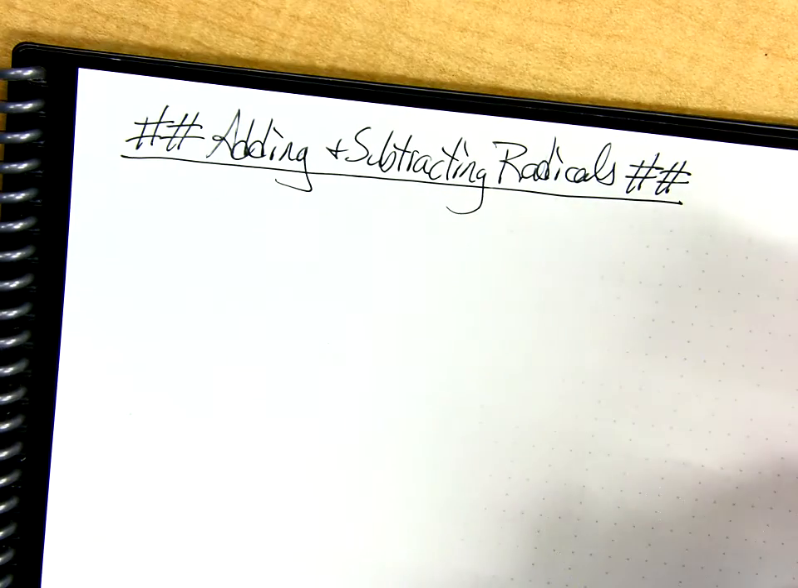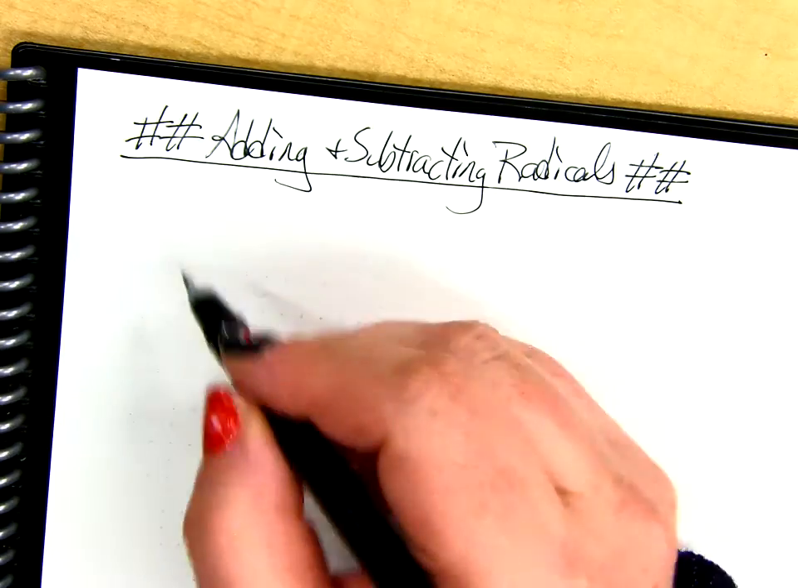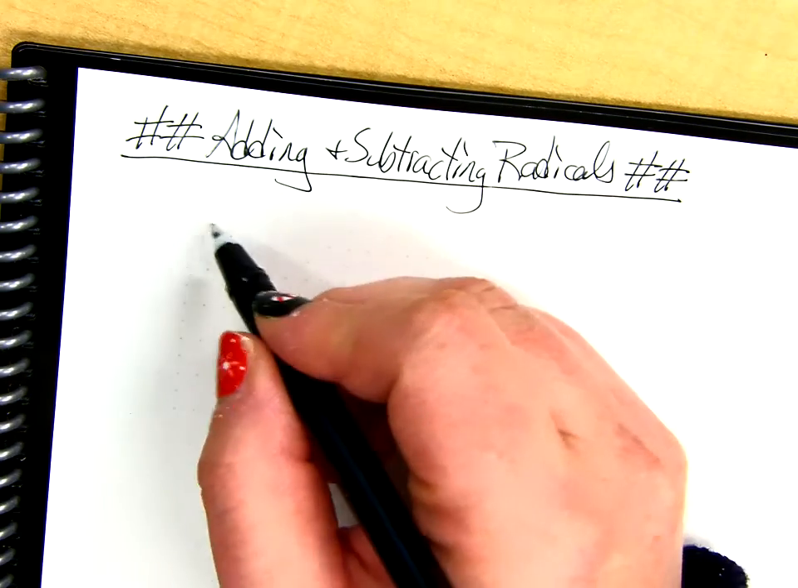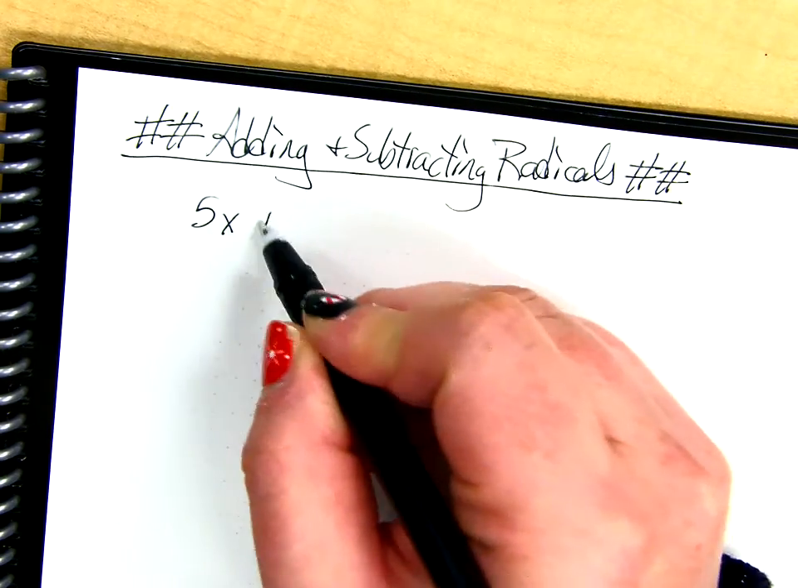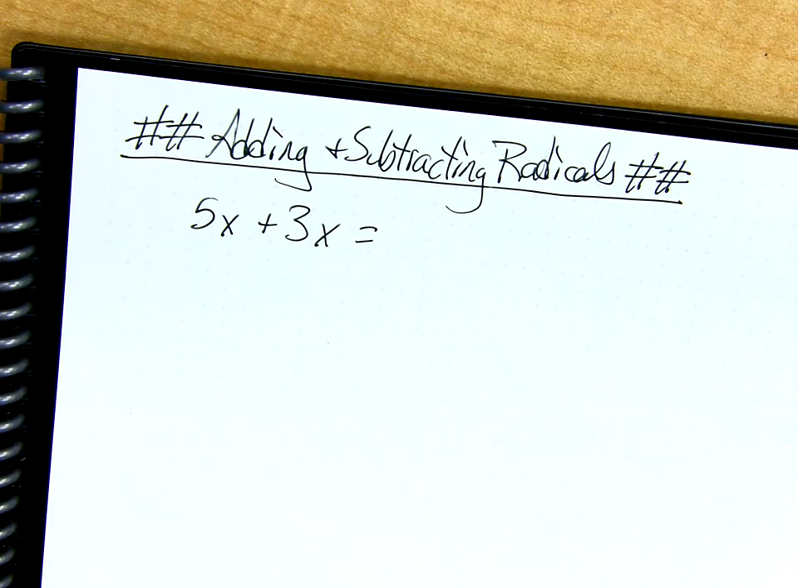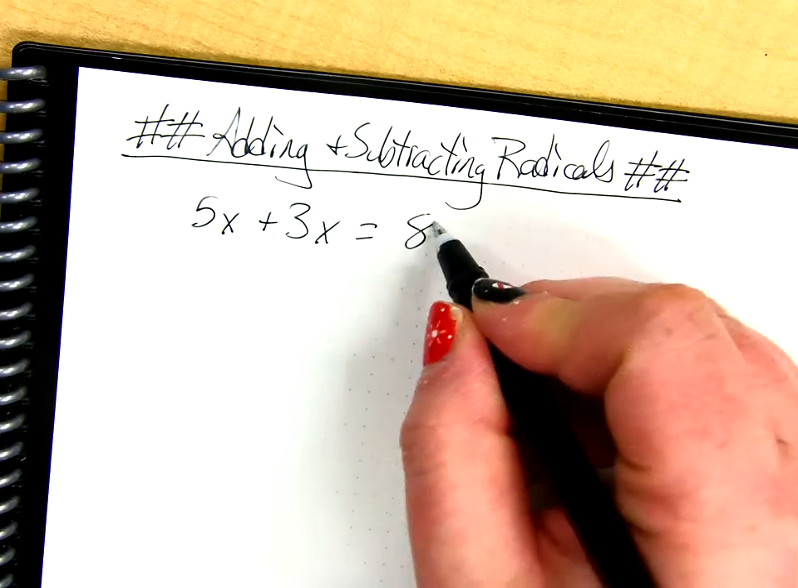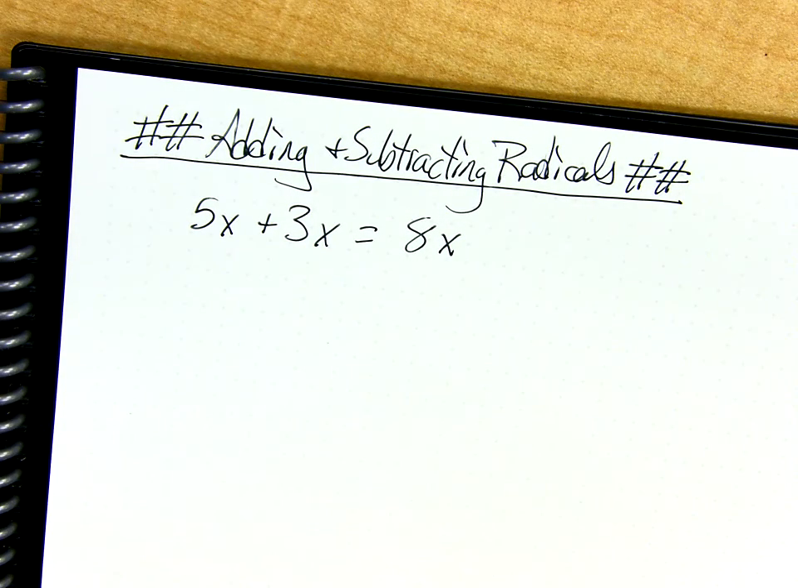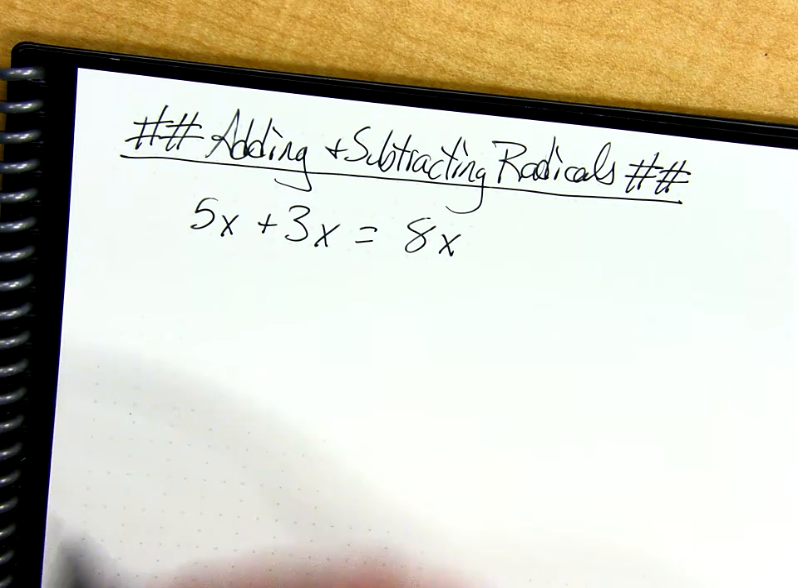So let me ask you this question before we get into this. What is, oh, I don't know, 5x plus 3x? 8x, right? You just add the coefficients together. As long as my variables are the same and they're both raised to the same power, I just do the operation on the coefficients and I leave the x by itself, right?